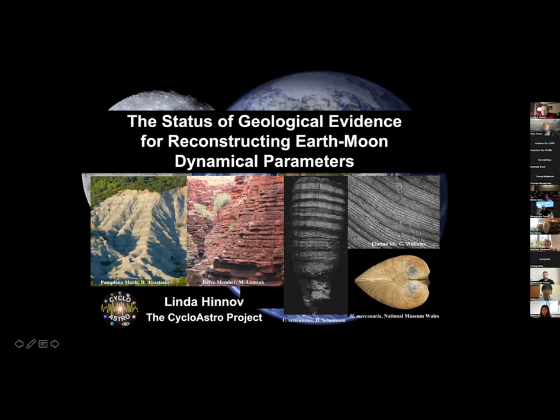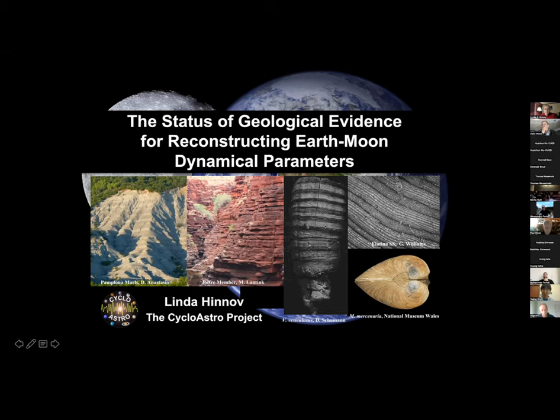So this is a tidalite. It's a sandstone in South Australia. This here is a rudist bivalve. It's amazing, from Oman. And down here is a very common quahog, Mercenaria, which has been studied extensively for how it builds its shell. And both of these carry tidal signatures as well. And this is known as a tidalite. So I just wanted to say that there are well-known materials in geology that carry information about Earth-Moon dynamical parameters.